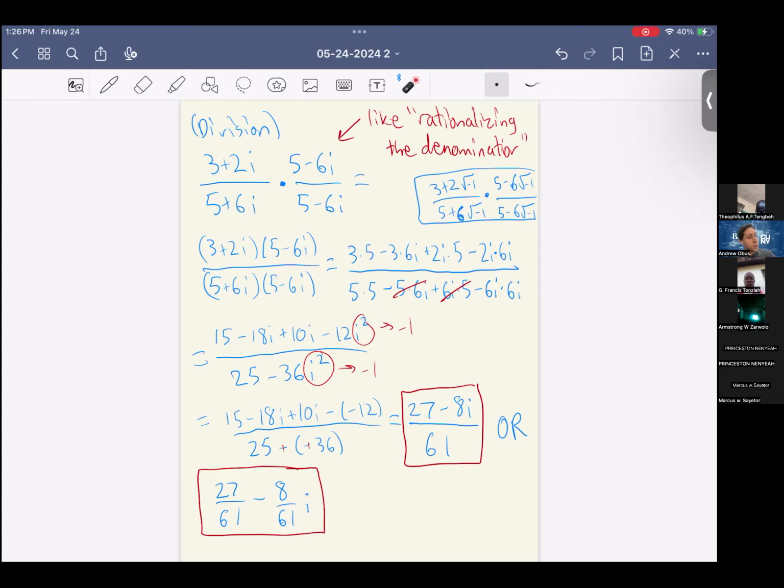So in some sense, what you're doing here really is, it's not just like rationalizing the denominator, it is rationalizing the denominator. It's just that instead of having a square root of 2 or a square root of 3 here, you have a square root of -1. But otherwise, you're doing the exact same process that you would do.